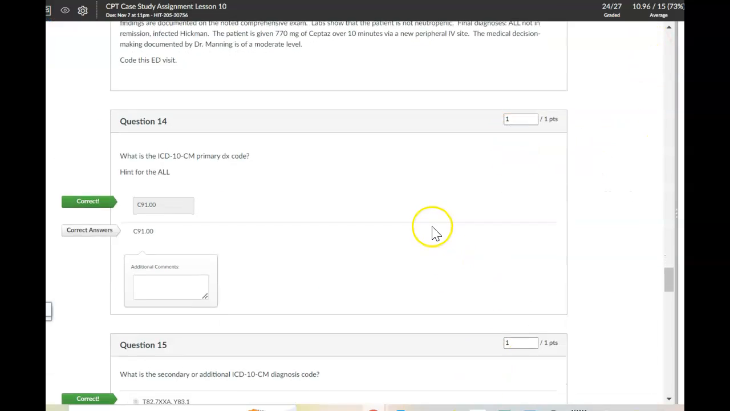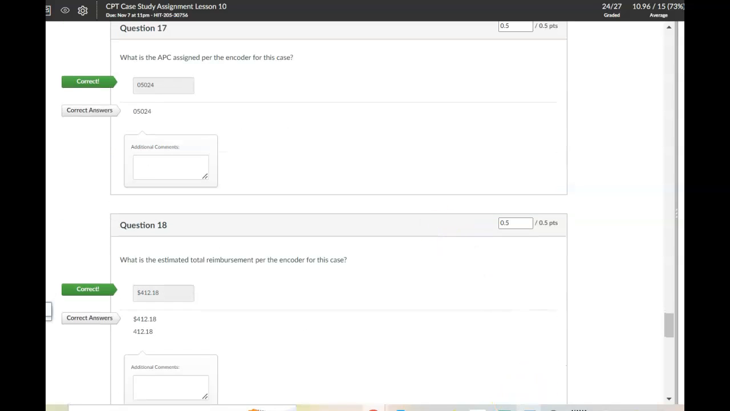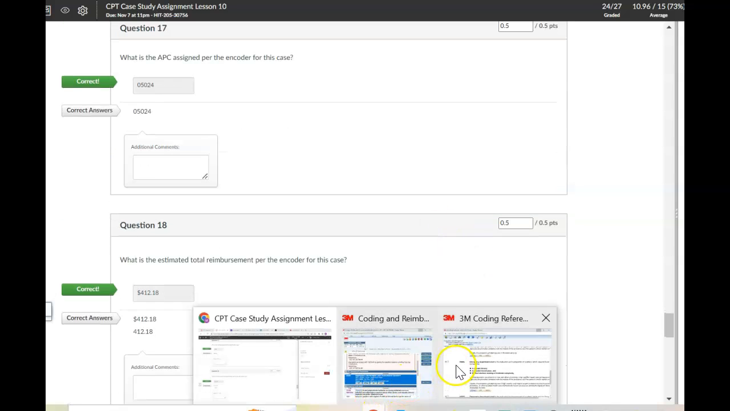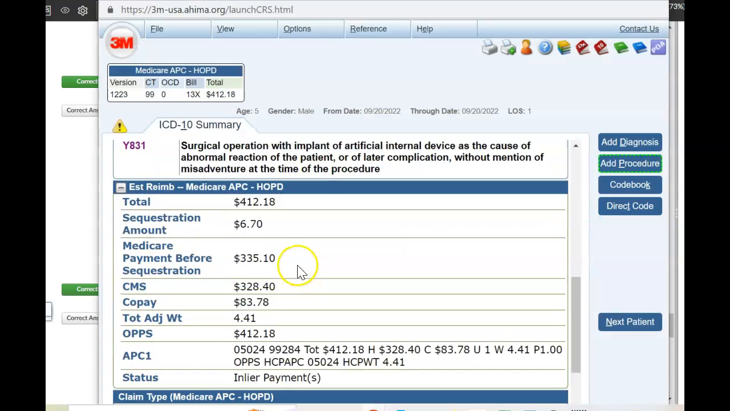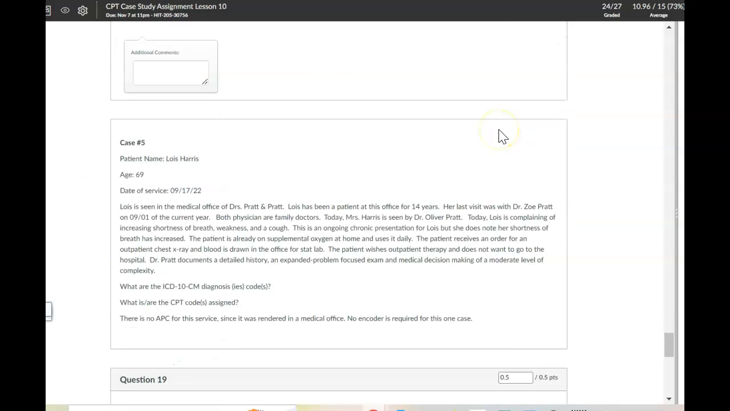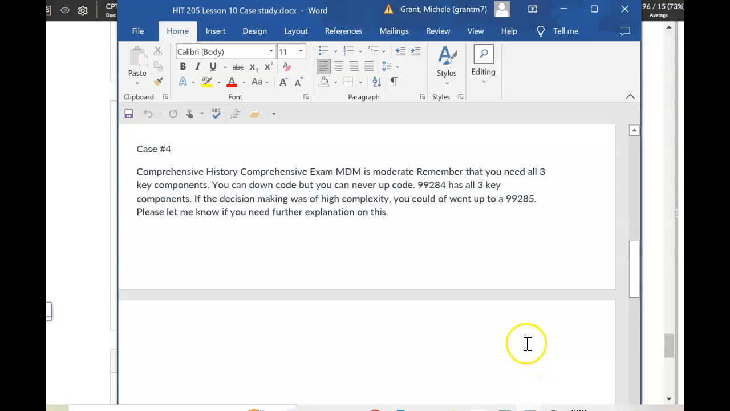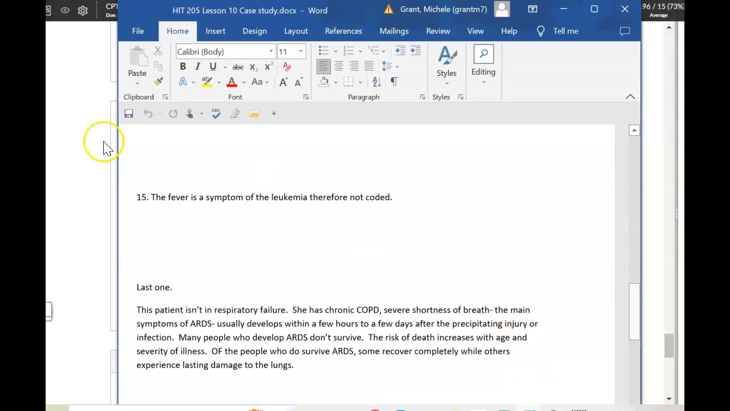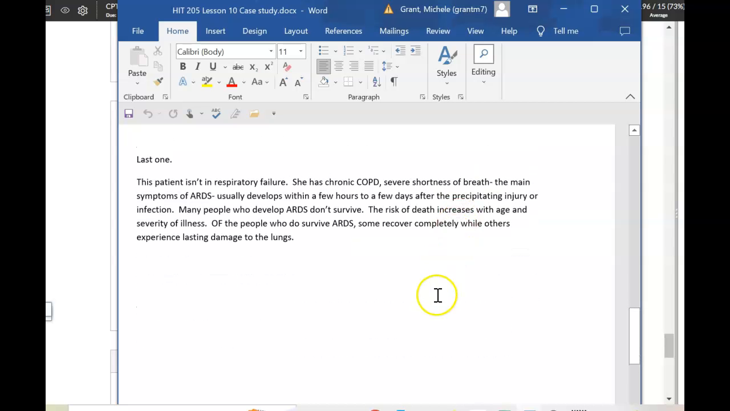All right, the other thing with that, let's go down to the APC on this one, and the cost: APC 5024, and then our total amount is $412.18. Okay, case 5. With the last one, the fever is a symptom of leukemia, so we do not code it. Okay, the last one, just a real quick note.